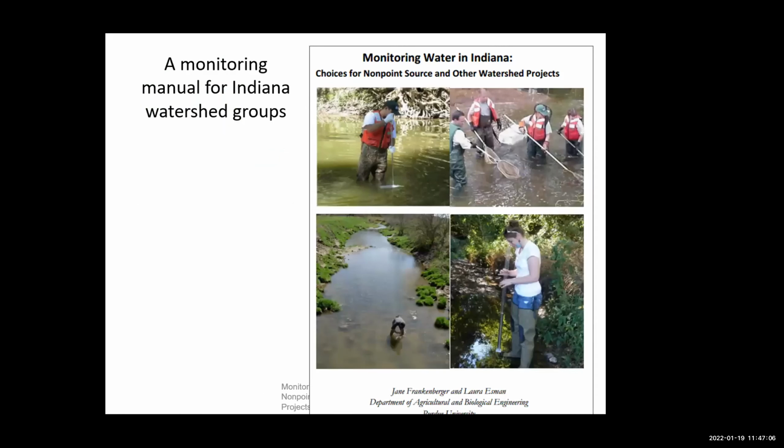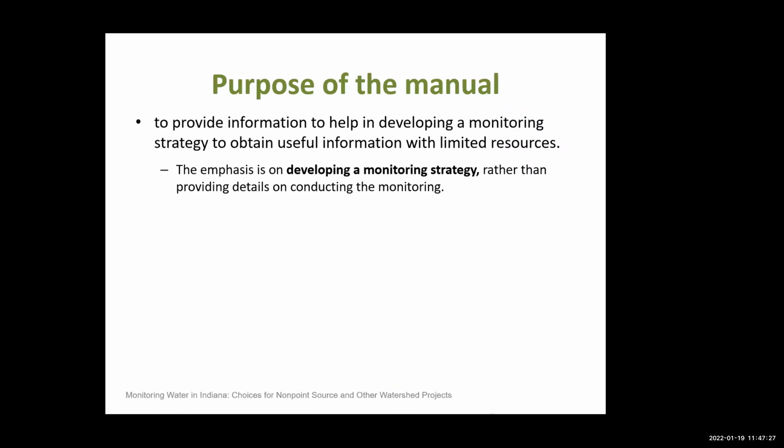Because of that, we developed several years ago a manual called Monitoring Water in Indiana. This is on the web under the same www.purdue.edu/watersheds as the original Academy site. It's been there, and it has several purposes. Overall, it's to provide information to help in developing a monitoring strategy to obtain useful information. And of course, everybody has limited resources. No matter how much resource you have, it's limited. So the emphasis is on developing a monitoring strategy, not a lot of details on conducting the monitoring, because that would be too much for a book.